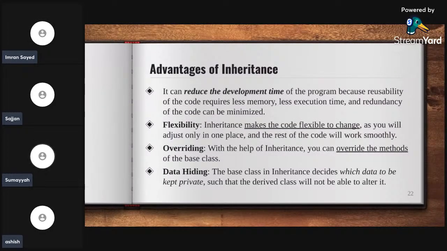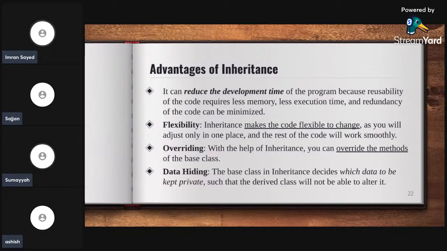Advantages of inheritance. It can reduce the development time of the program because reusability of the code requires less memory, less execution time, and redundancy of the code can be minimized. Flexibility. Inheritance makes the code flexible to change, as you will adjust only in one place and the rest of the code will work smoothly.